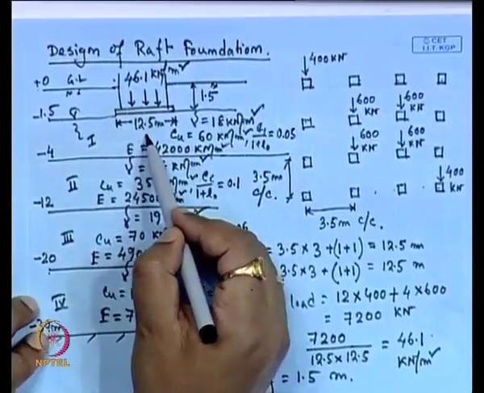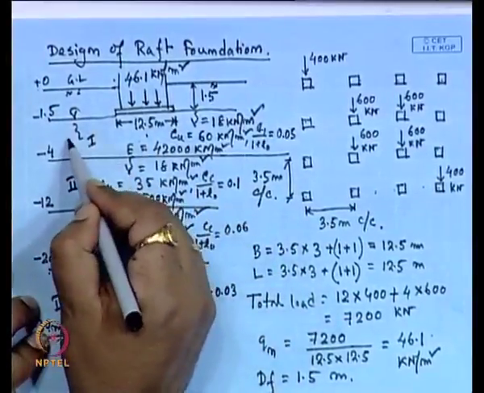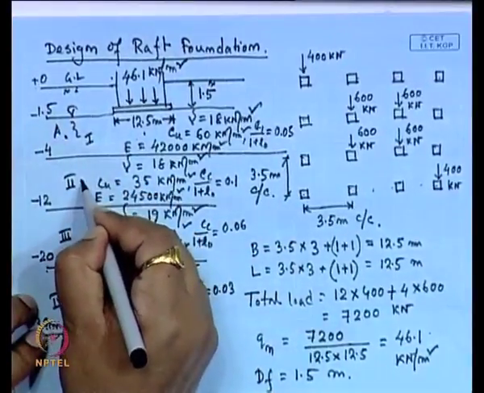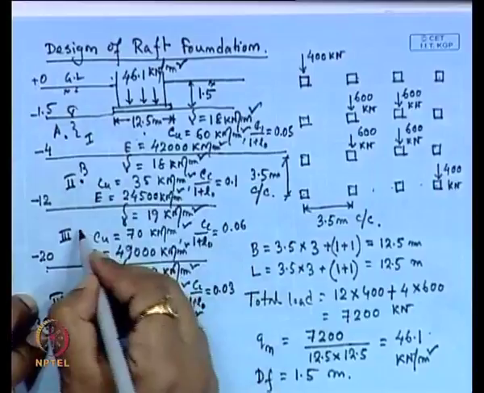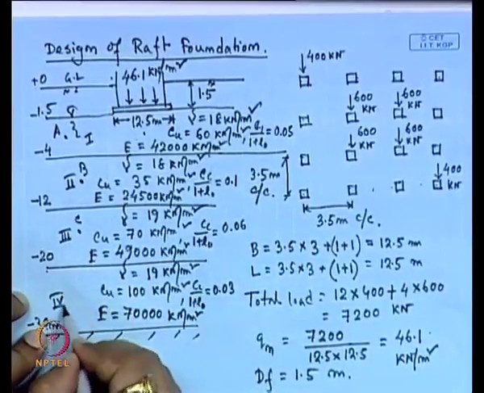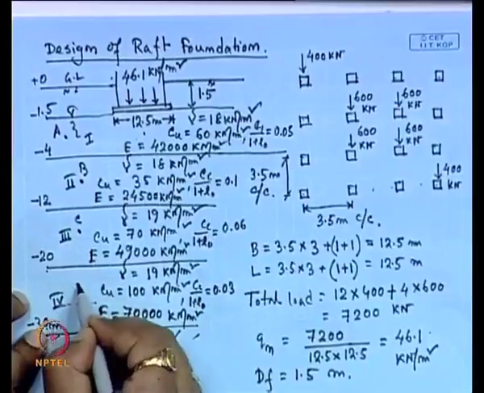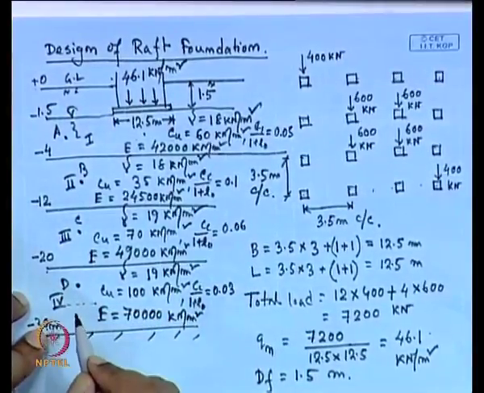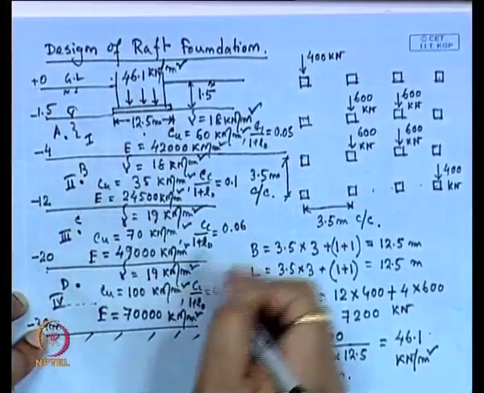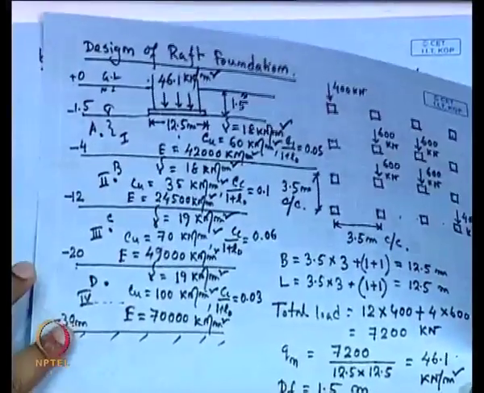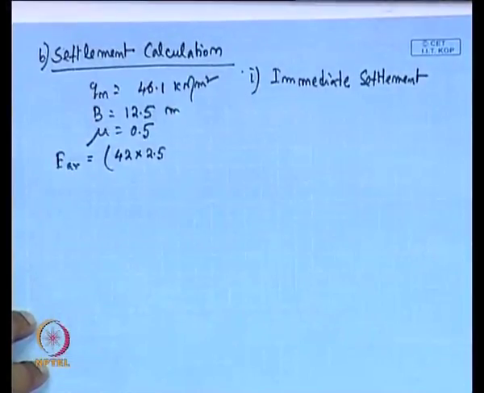One is here at the center, this is point A, another at the center of this layer, this is point B, another at the center of this layer, this is point C, and another, say the influence zone is up to here. So, we will take in this layer the center as point D, and we can take the weighted E value to calculate the immediate settlement. So, up to 25 meters.